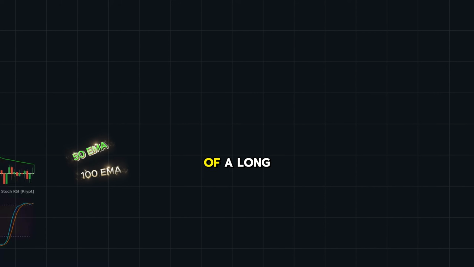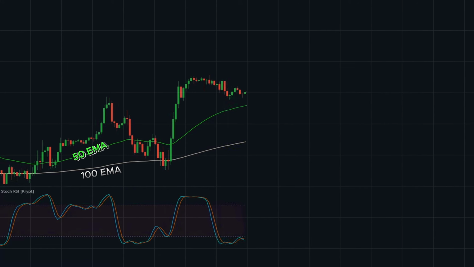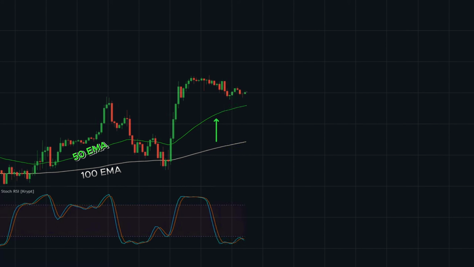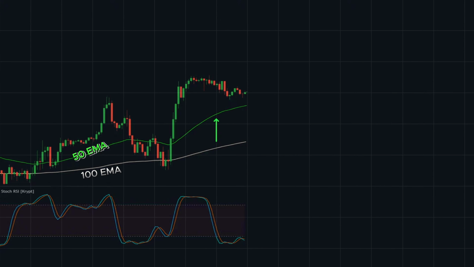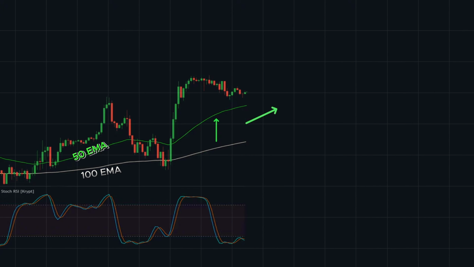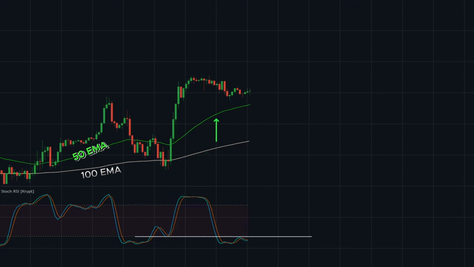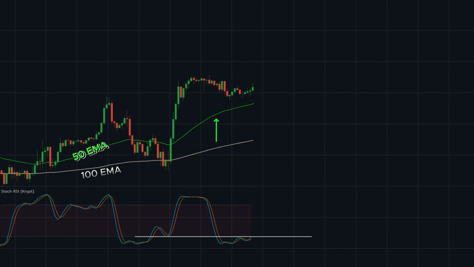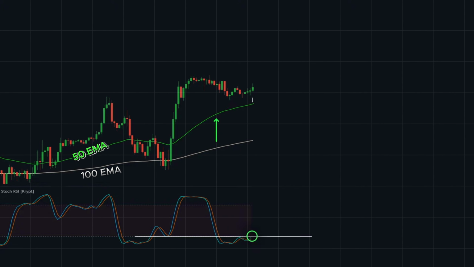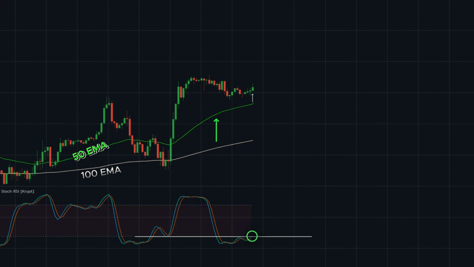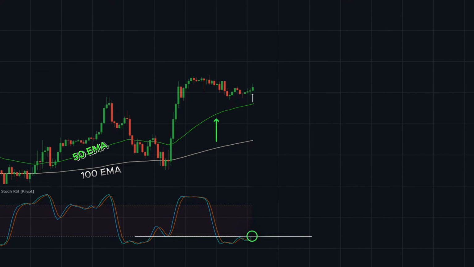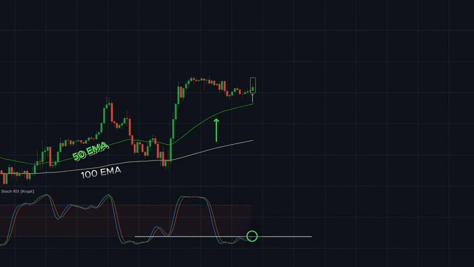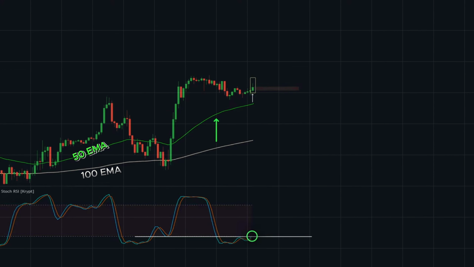Here's another example of a long trade. First, ensure the 50-period moving average is positioned above the 100-period MA, both indicating an upward trend. Next, observe the stochastic RSI crossing above the 20 level, signaling a good moment to buy. Confirm the trend by ensuring the price closes above the 50-period MA. Once all conditions align, initiate a long trade at the open of the next candle.